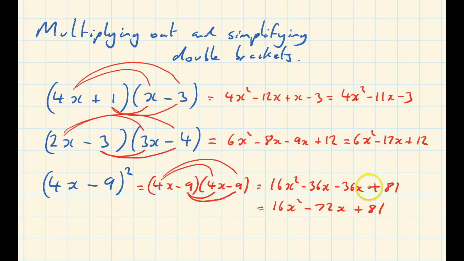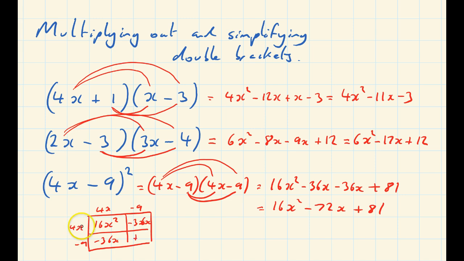If you don't like using these arches and everything else, you can of course use the grid method. And here, for this one here, to do 4x minus 9 times 4x minus 9, you do it 4x and minus 9, 4x and minus 9, and that will give you 16x squared, the area of that. Minus 9 times that will give you minus 36x. That gives you minus 36 more x. And then minus 9 times minus 9 will give you plus 81, and that's where you'll get the answer from. Perfectly reasonable to do it that way.